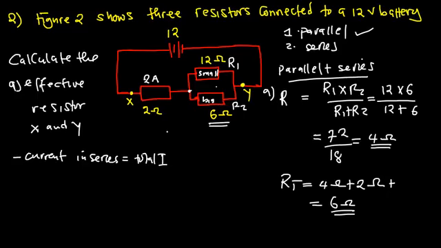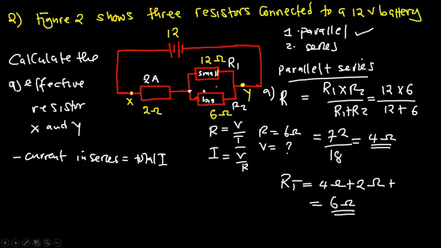So now, to calculate the current at this point, we need to know its voltage, because we are going to use the formula current is equal to voltage over resistance. They've told us the resistor is 6 ohms, but what is our voltage? That is something that we do not have. I said current in series is the same, but current here is shared. One thing to note.